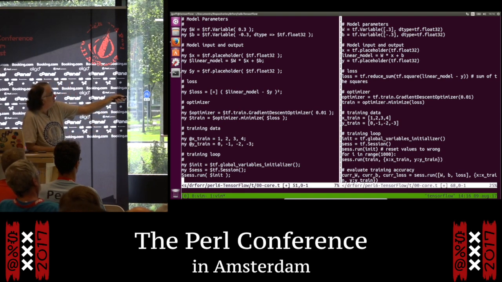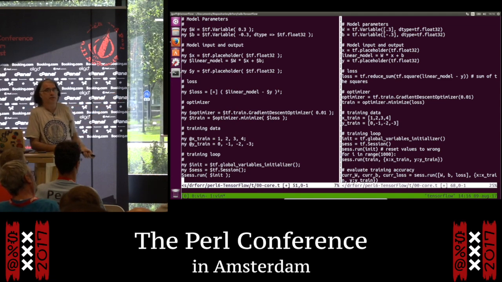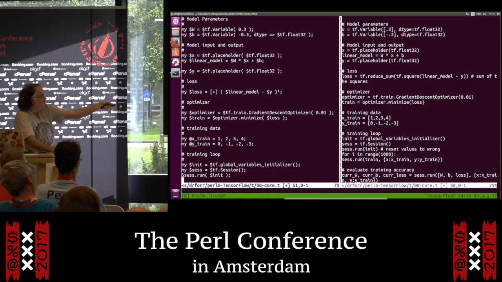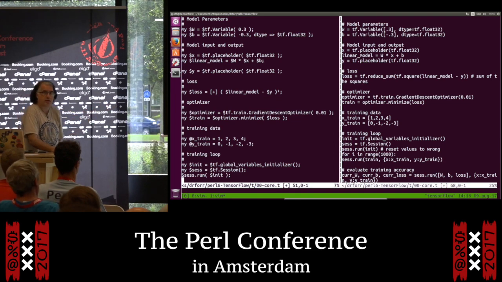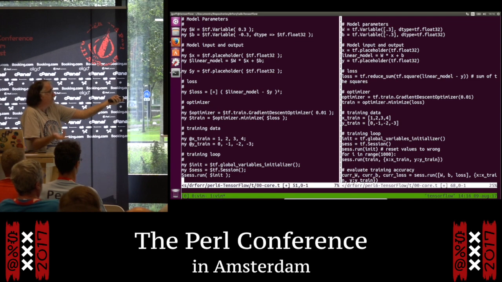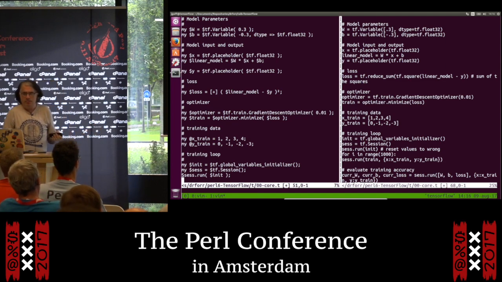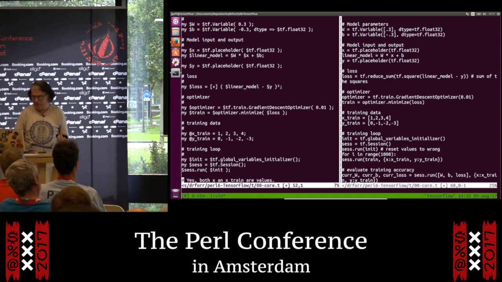But you'll see reduce sum, and square is the square operator there. So I've graphed that as well. X train and Y train, those in Python are array references. In Perl, those are just plain old arrays. So it's not quite one-to-one, but it is close.